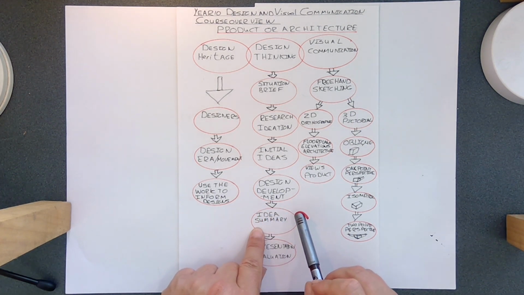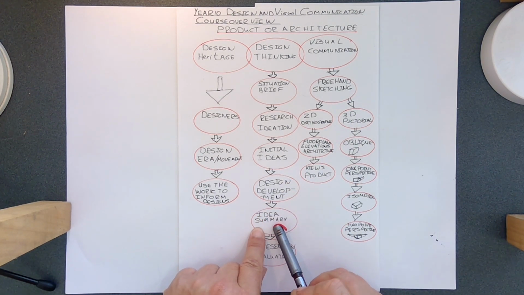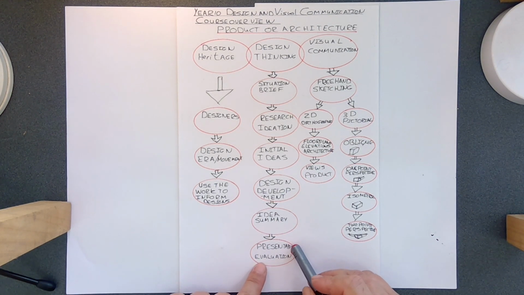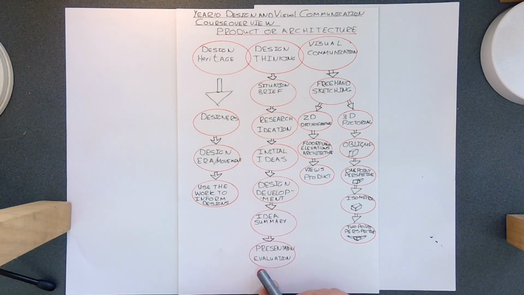Then you'll have, and this can happen at the end or throughout the whole process, an idea summary. You make notes on the positives and negatives of your ideas, and then you're going to present it, or presentation, and then you're going to have a final evaluation on how it went.